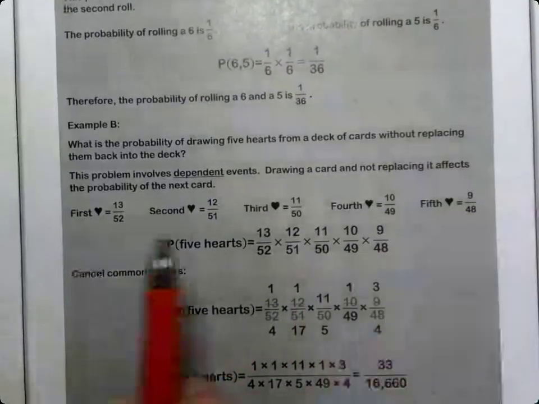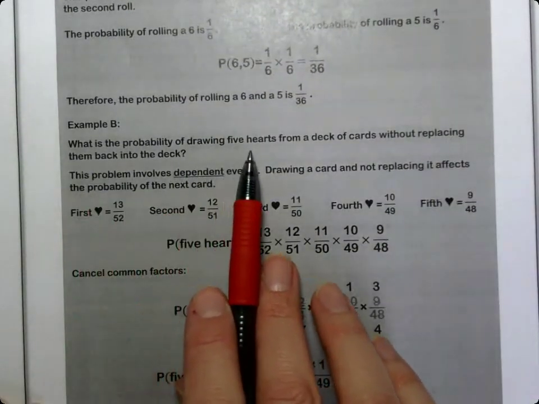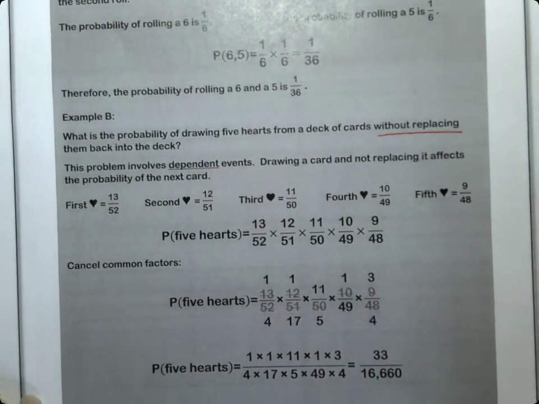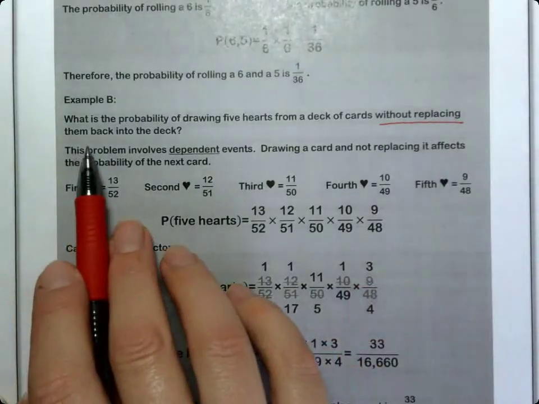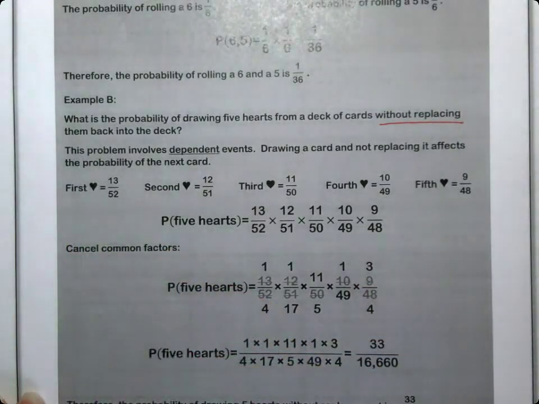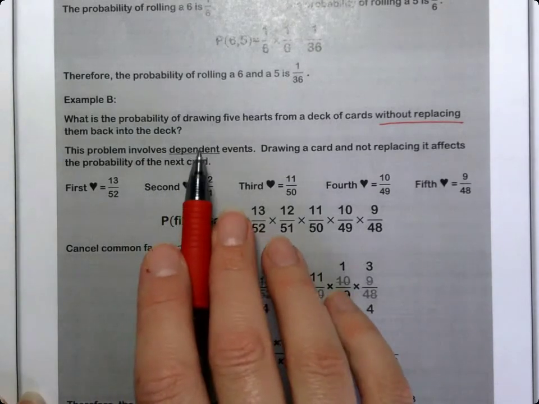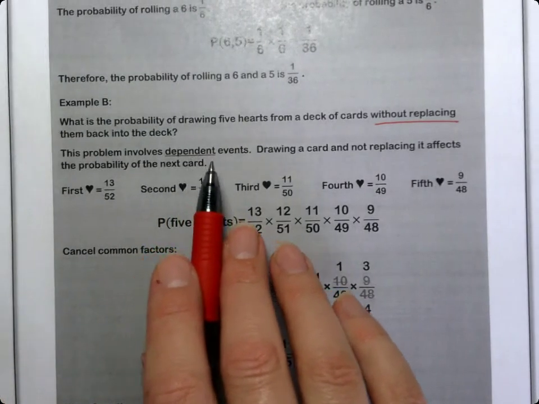Now, we have a second example, and it says, what's the probability of drawing 5 hearts from a deck of cards without replacing them? Okay, so you draw a card and you keep it. So every time you pick a card, there are fewer cards in the deck. Agreed? Now, the probability involves dependent events because the first event changes everything else.